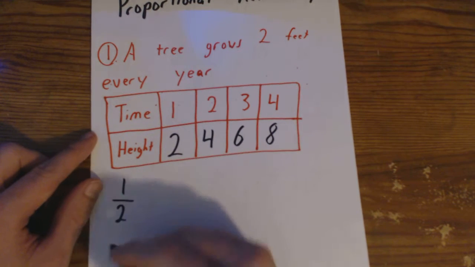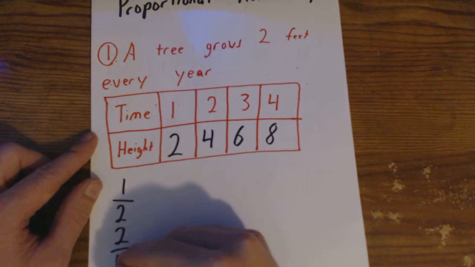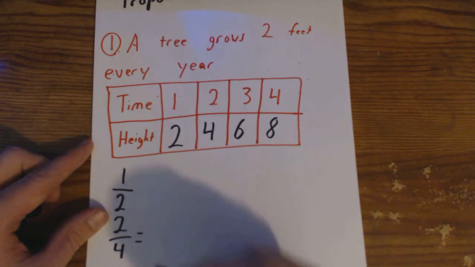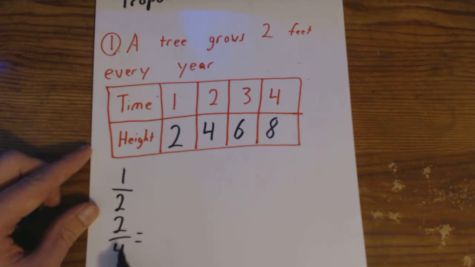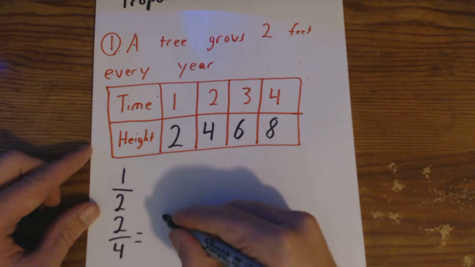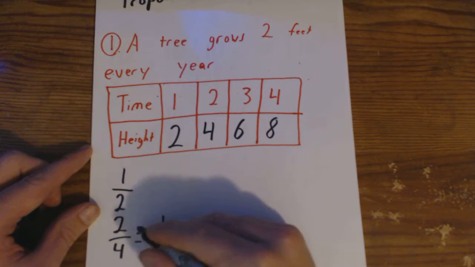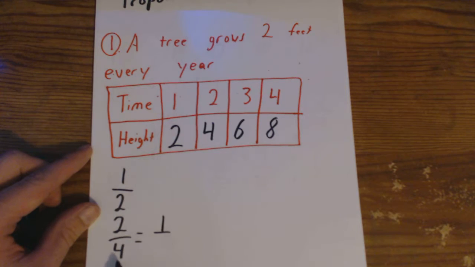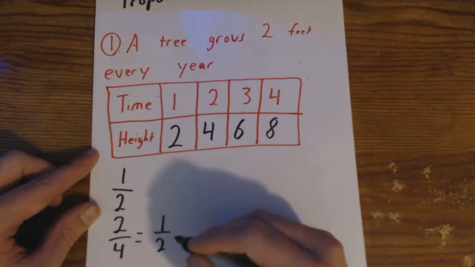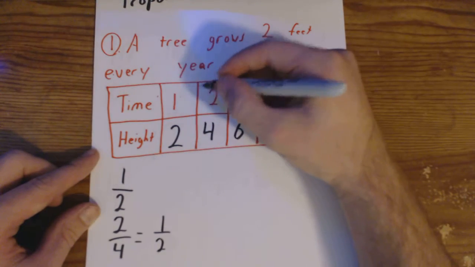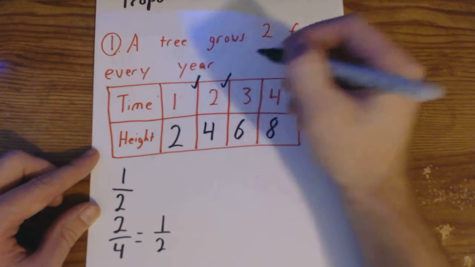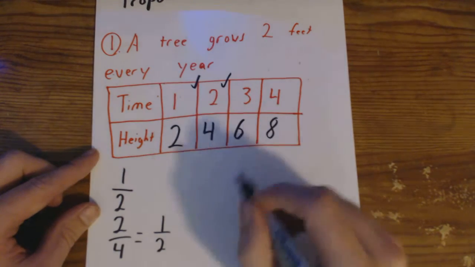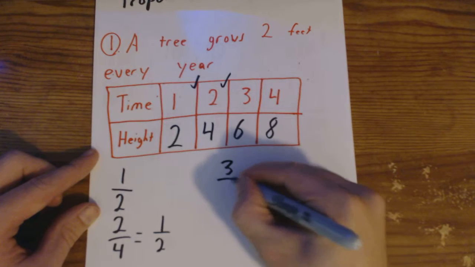So how about 2/4? If we want to simplify 2/4, we divide both of them by 2, right? We want to simplify this down to 1. 2 divided by 2 would give us 1. 4 divided by 2 would give us 2. Okay, so these two are both equal to 1/2. I'm going to put a little check there. And we've checked those.